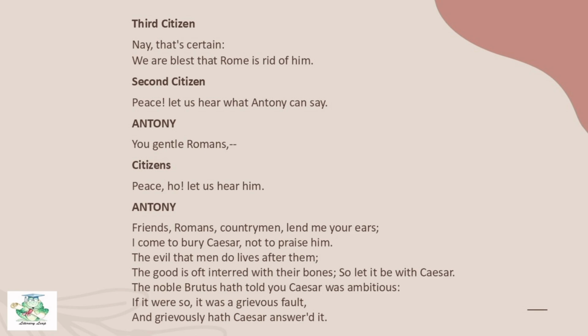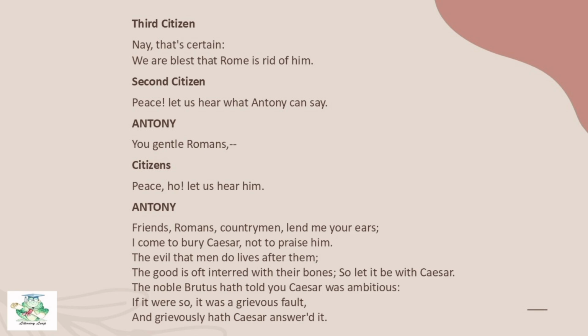Antony then quotes a famous idea: people often remember the bad actions of others while their good deeds are forgotten and buried with them. Now, this line sets up the idea that Caesar's good deeds are being forgotten while his alleged evil deeds, like his ambition, are being remembered. So Antony is saying that the same should happen with Caesar, that the evil Caesar supposedly did should be remembered, but his good deeds should not be forgotten. This is a clever way of introducing his argument.